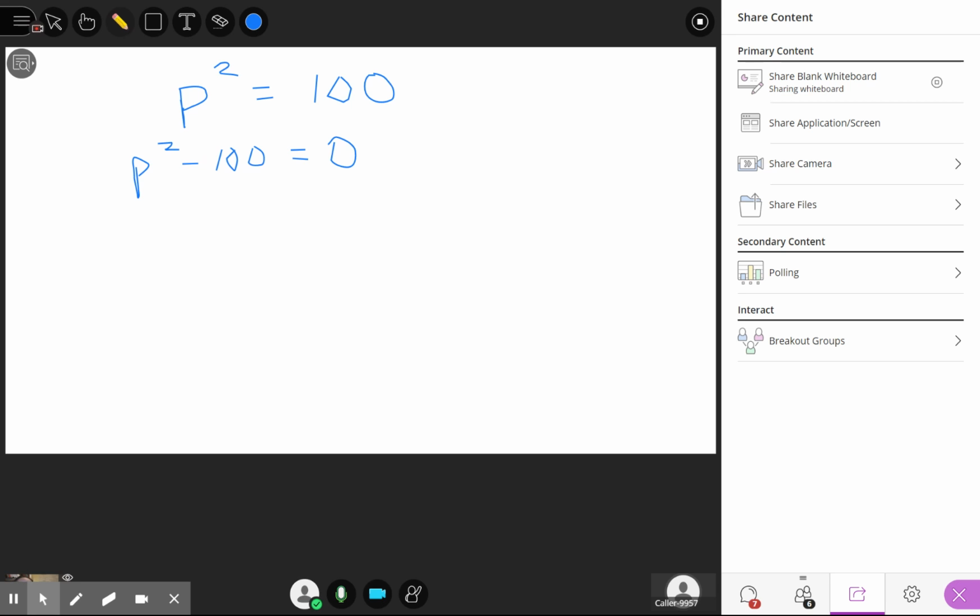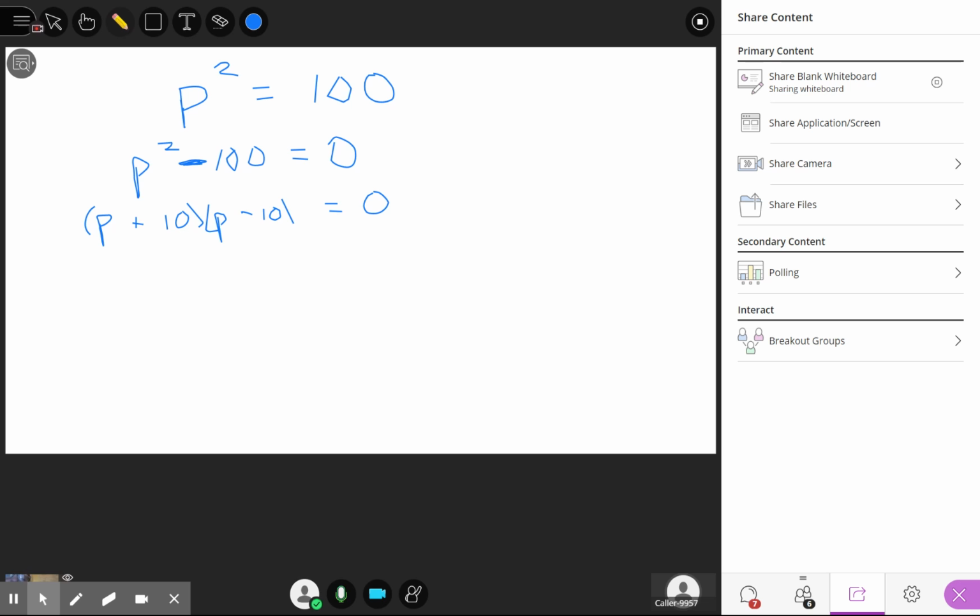Then you can try to factor, or you could use the quadratic formula. If we try to factor this trinomial, you can think what times what is p squared? Well, that would be p and p. What times what is 100? 10 times 10, or you could try 1 and 100, 2 and 50, 4 and 25. There's all sorts of things to try. But I'm going to go with 10 and 10. And since I need a negative here, we'll do a plus 10 and a minus 10.